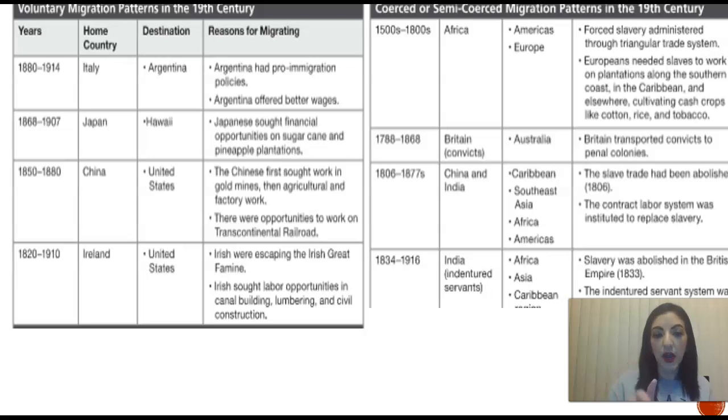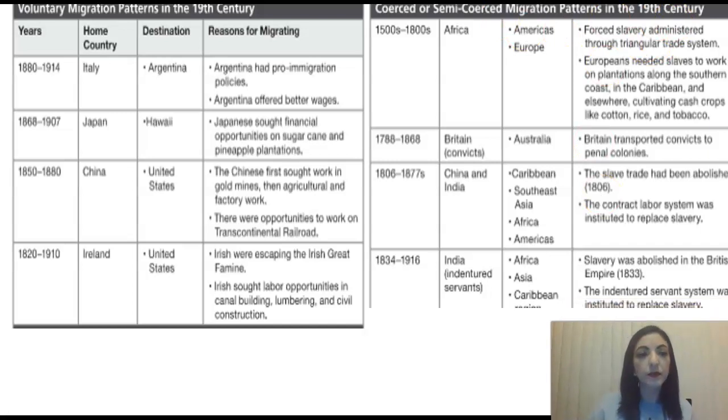So here you have 2 different charts, and I'll let you look at them on the PowerPoint slides. I'm going to move myself here. One of them is a breakdown of voluntary migration. So this is people who went by choice. And then the other one says coerced or semi-coerced, which is a nicer way of saying they were forced to go, different migration patterns in the 19th century.